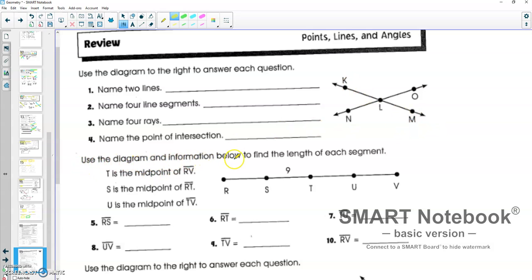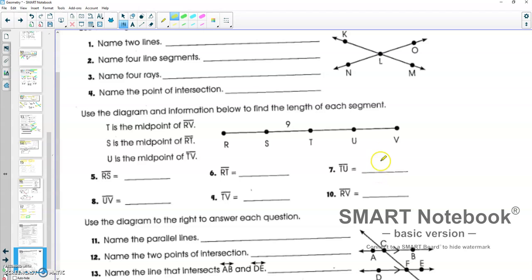Use the diagram and information below to find the length of each segment. This one is, again, a little tricky. I know some people had trouble with this one. So remember, I want you to figure out what numbers go in these yellow dots first before answering any of this. And to solve that, you have little hints. It's almost like a riddle.